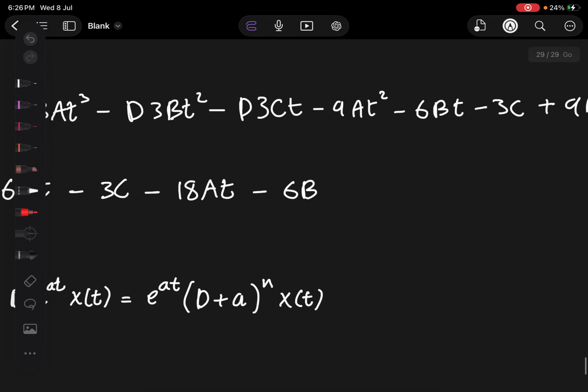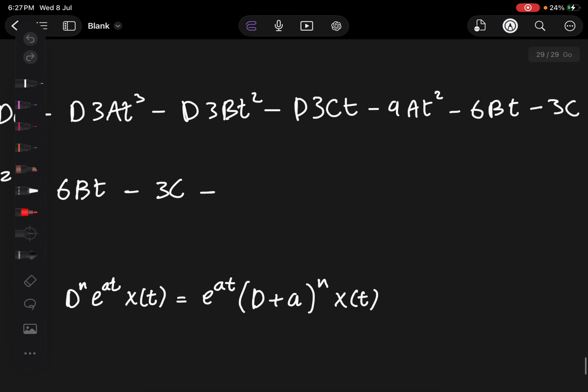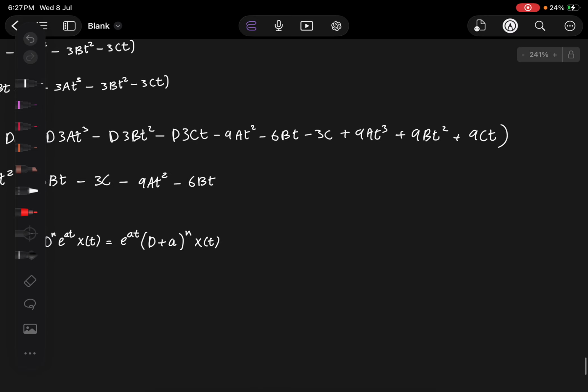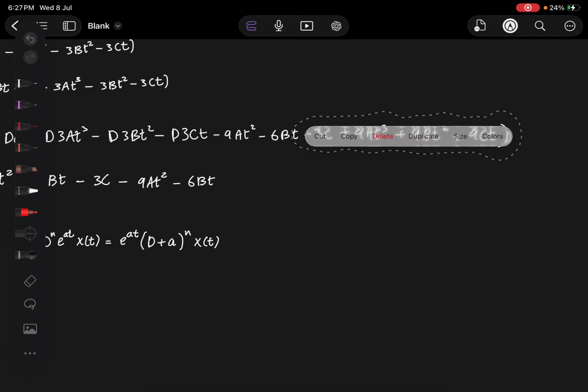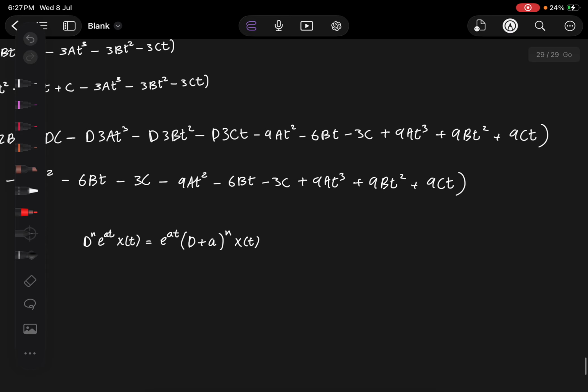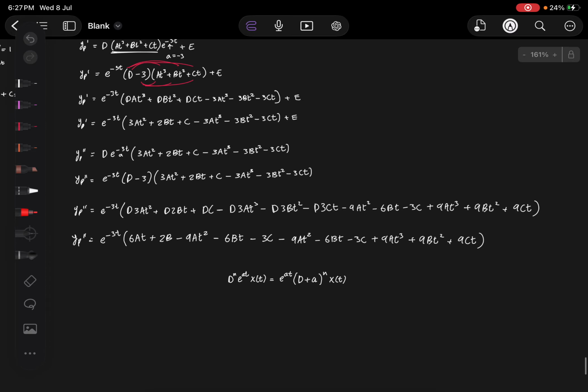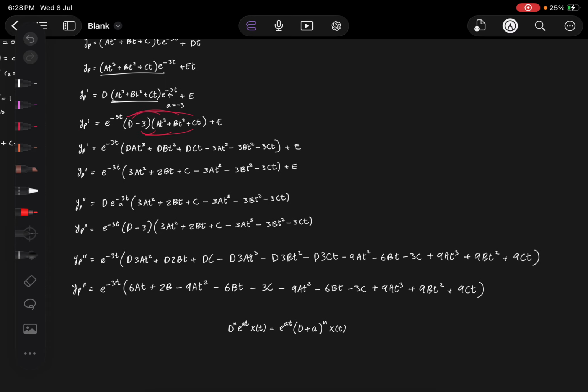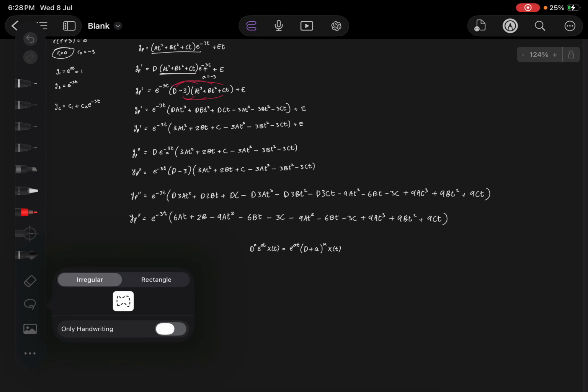Sorry, this was without the d operator. We end the d operator here. This is without the d operator, so write it normally. So minus 3c, correct? Minus 9at squared minus 6bt, and let me copy the rest. Like this. So again, let me check it. Okay, everything seems to be checked.